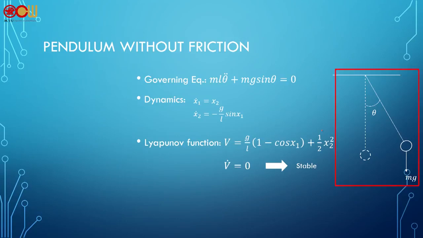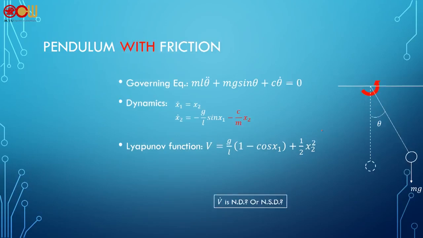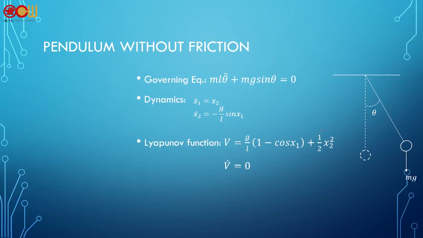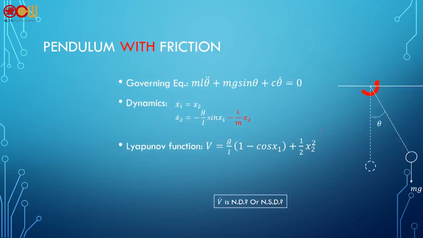Because you don't have any friction here, the energy doesn't go anywhere. It's free motion. There's no friction. So it makes sense for V to be constant, or V dot to be 0. It just oscillates forever. The previous one is without friction. Now we add some friction here. The friction is proportional to the velocity. After you add this term and evaluate V dot, it gives you this.